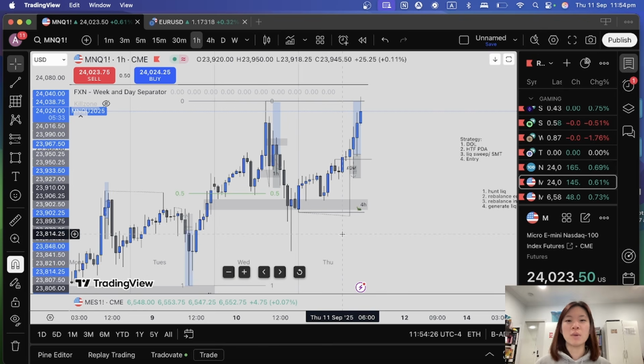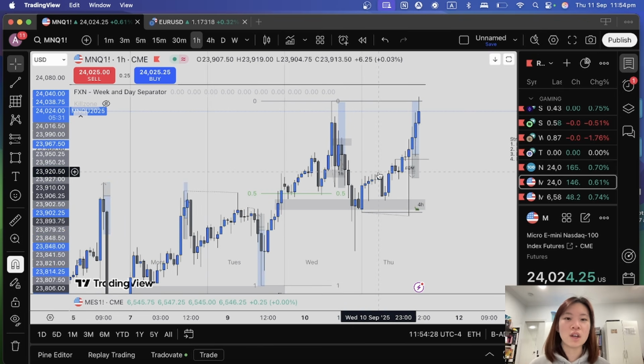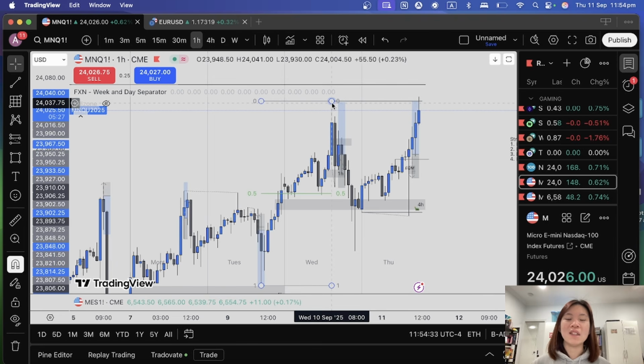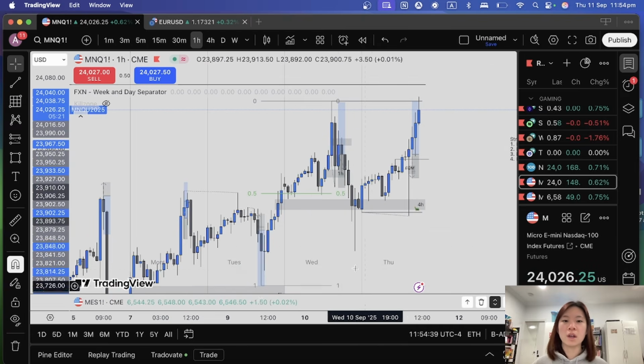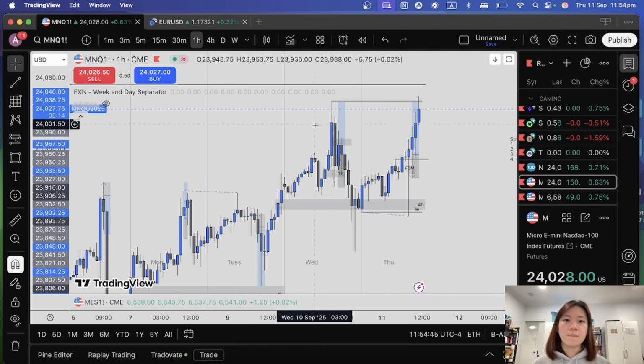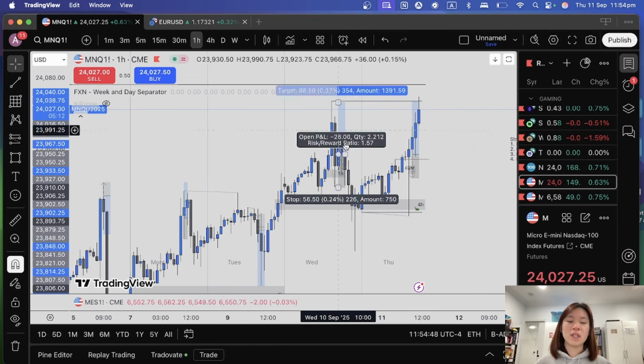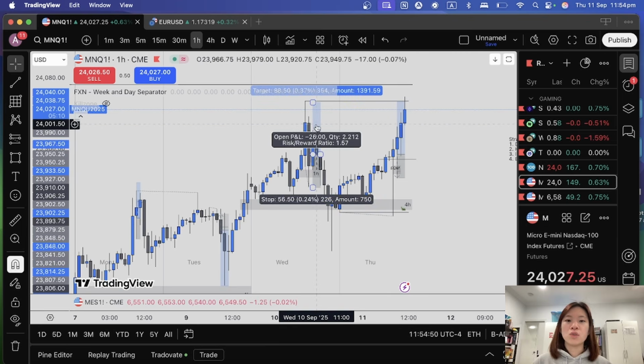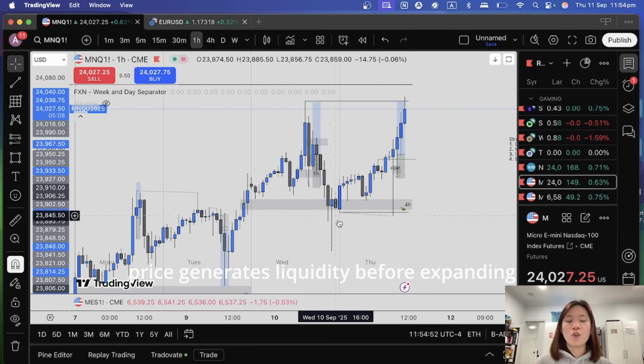I know I'm kind of repeating myself a lot, but what I'm trying to say is that you have to look at the narrative, because what price did was it already expanded. Now it wants to do something else. It wants to go back into the equilibrium before it goes back up to take out this external liquidity, right? This high now becomes external liquidity. This high becomes something that price will take back in the future. We need to generate more liquidity for price to then go back up to take this liquidity, if that makes sense.